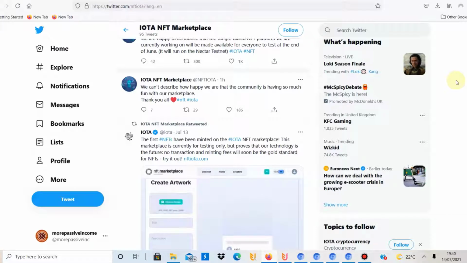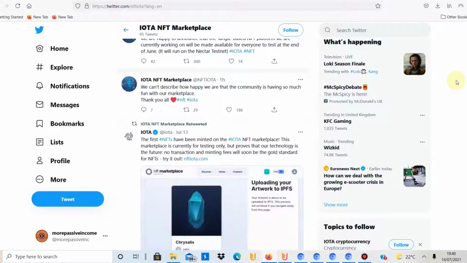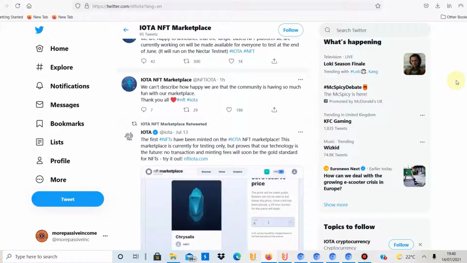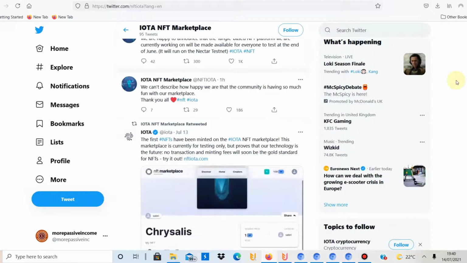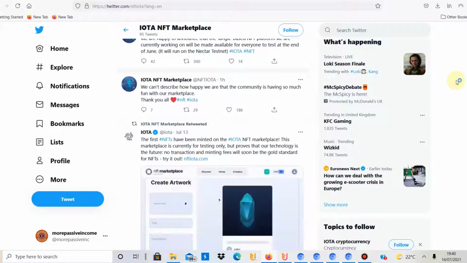Today I'd like to talk about some really, really good news on or about IOTA. I haven't talked about IOTA for a while, but it's really one of my favorite projects, I believe, looking at the use case and also the projects and everything. I think IOTA will eventually be somewhere in the top five of crypto projects. I mean, that's only my opinion.